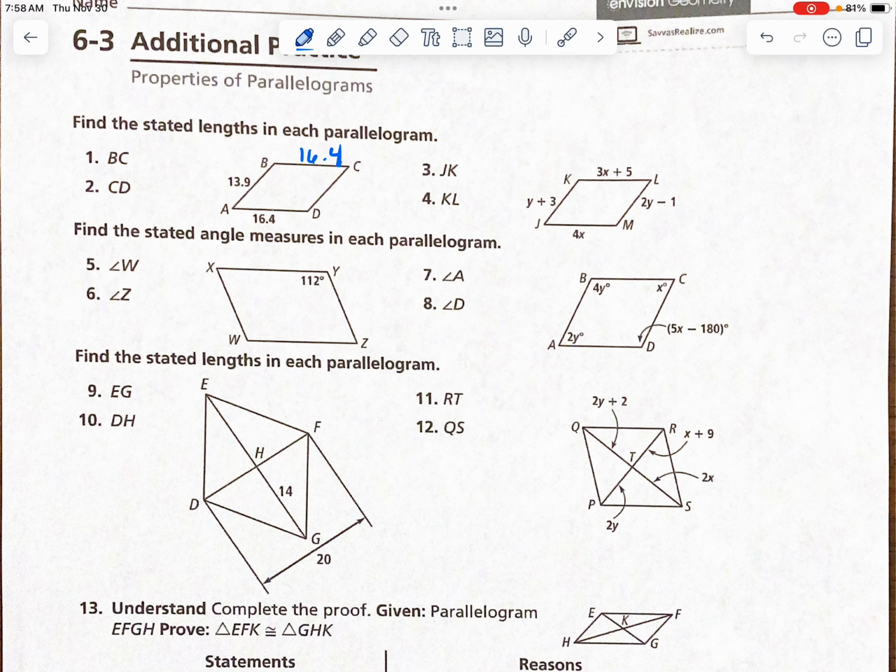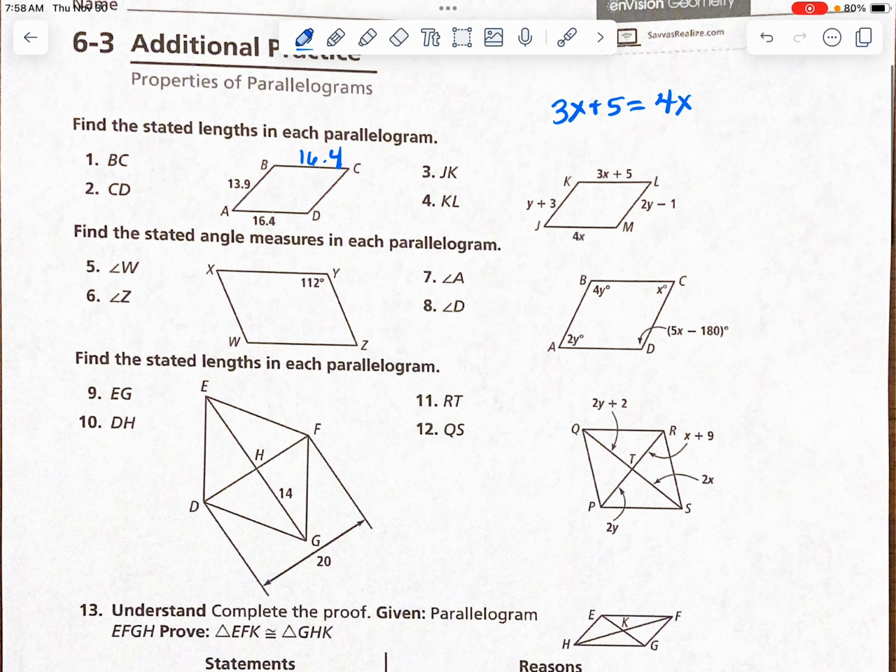So if I wanted to find the value of x in order to find the length of KL, I would have to do 3x plus 5, which would be the top of the parallelogram, equals 4x, which is the bottom of the parallelogram. And then of course I would have a little bit of algebra to do in order to solve that. Okay, so that's how you're going to do numbers 3 and 4. You're going to set them equal and solve it.